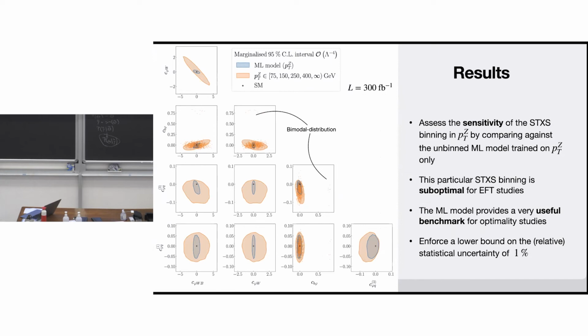This is a corner plot of the SMEFT marginalized over the operators. I'm comparing a binned approach in the pT of the Z boson with the machine learning model trained on only the pT of the Z boson. You do see a significant improvement in terms of sensitivity. The contours in blue are much better than the ones in orange. This shows that this particular binning is suboptimal for EFT studies. It also provides a useful benchmark, because you cannot do any better than this if you only bin in pT. The contours in blue are the most optimal you can possibly get, so by comparing a binning to the blue contours, you know how far away you are from optimality.